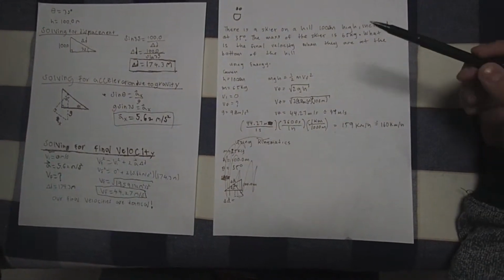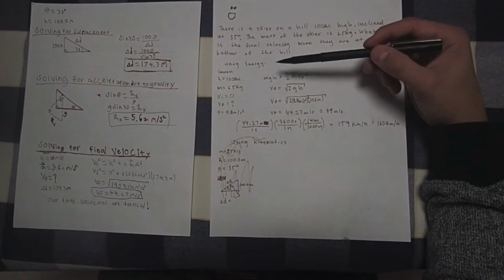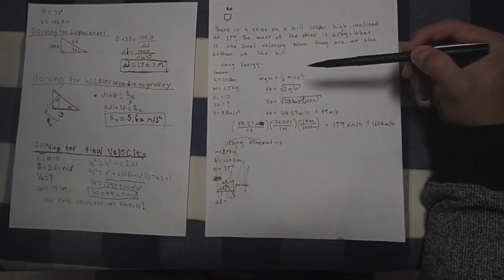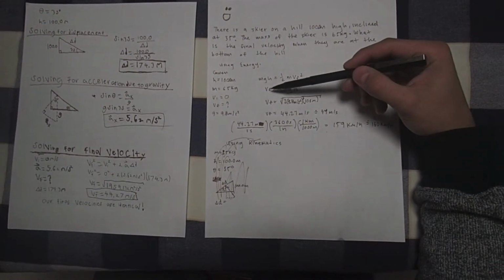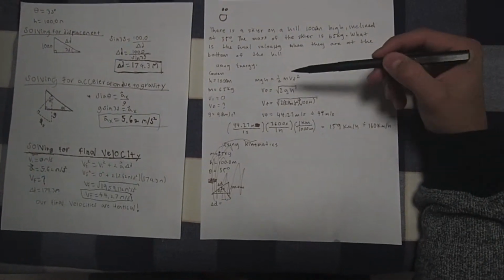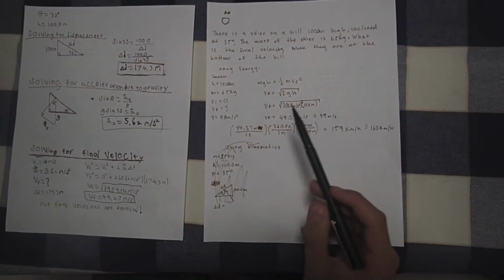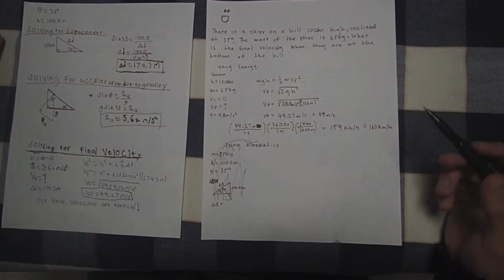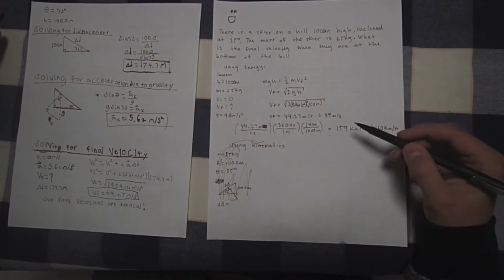So, we know that at the top, the gravitational potential is mgh, and at the bottom, that's going to be half mv squared. Now, vf is equal to root 2gh. So we sub in our numbers, and we get a final velocity of 44.27 meters per second. But because of significant digits, we must round to 44 meters per second.